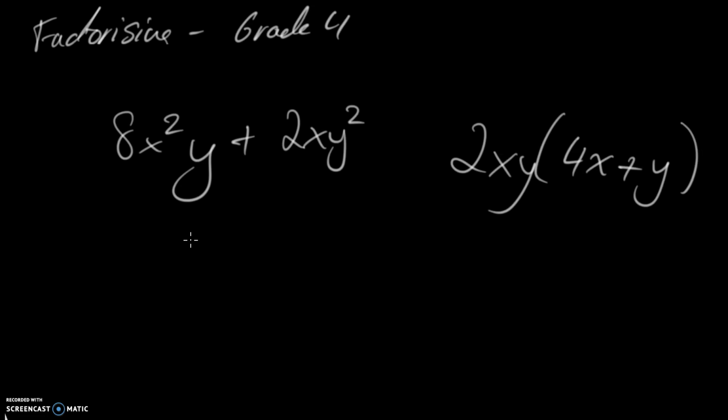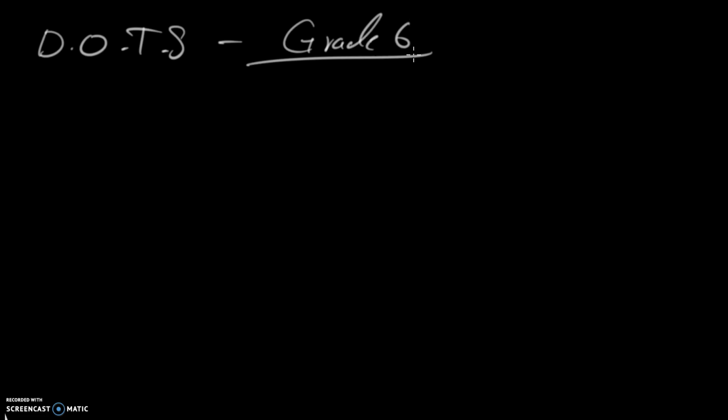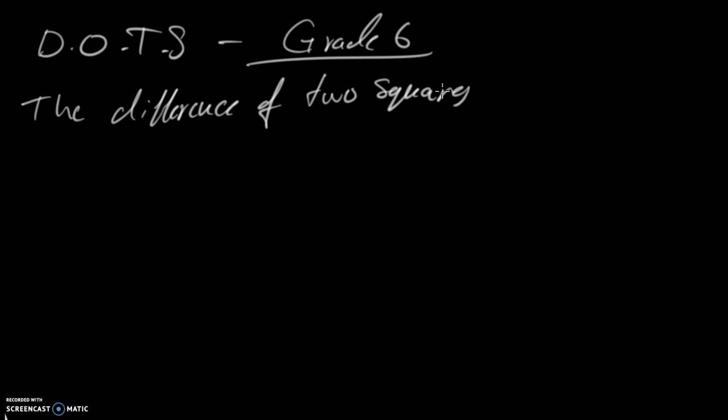Now, going on to DOTS, D.O.T.S, this is grade 6. So what DOTS means: the difference of two squares. What I mean by the difference of two squares is one thing squared take away another thing squared. So I'll show you how.